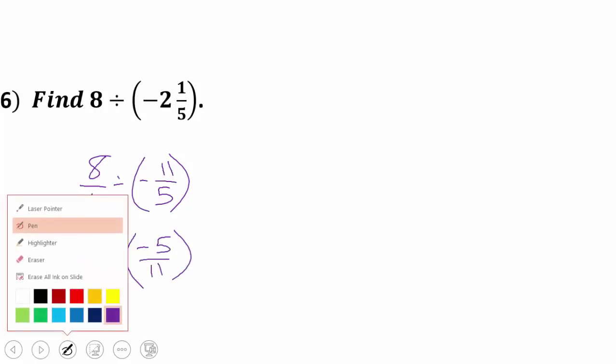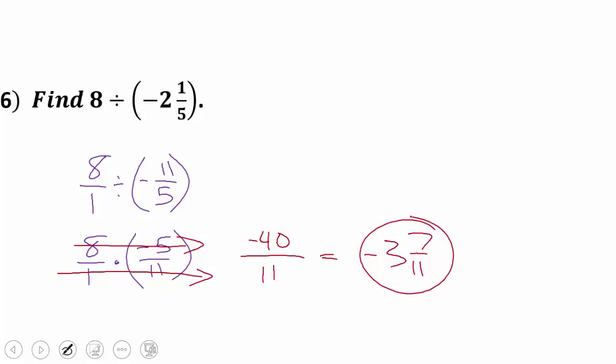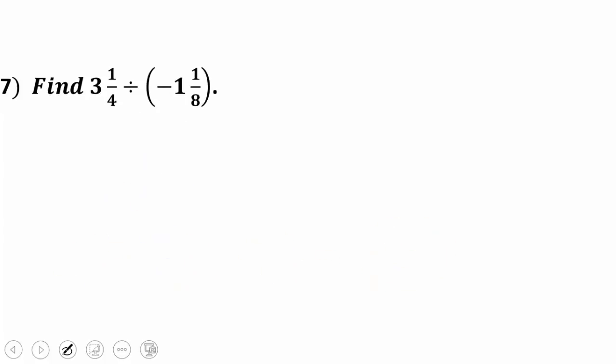Again, can we simplify anywhere? I don't see it. Multiplying across the numerator, negative 40. Multiplying across the denominator, over 11. And my final answer, negative 3 7/11. All right? Again, straightforward. Following what we know, using your notes if you have to, each and every single time until you have it in your head.